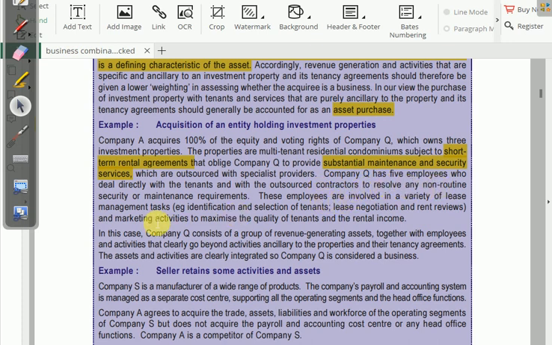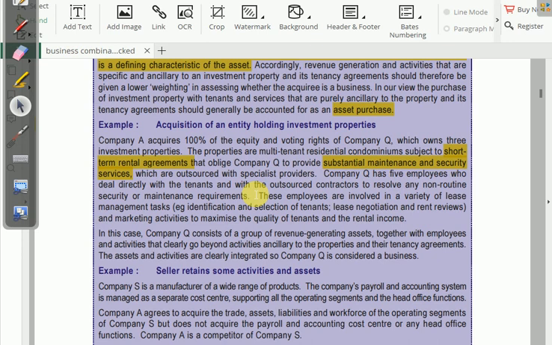Company Q has 5 employees who deal directly with the tenants and with the outsourced contractors to resolve any non-routine security or maintenance requirements. If the tenants have any problem with regard to security or maintenance, they will tell the employees of Company Q, and the employees will coordinate with the maintenance and security contractors to amend the same or to rectify the mistakes of the service staff or maintenance staff or security staff.